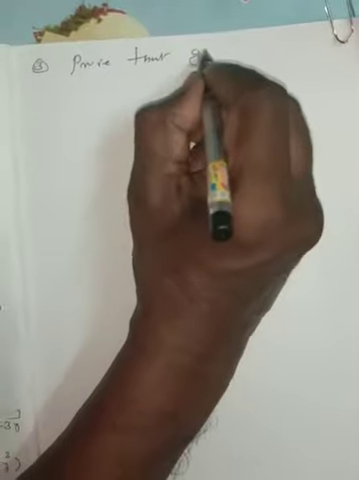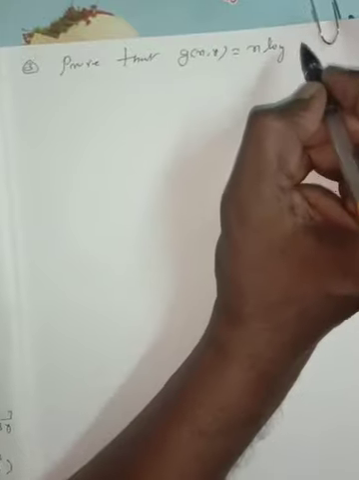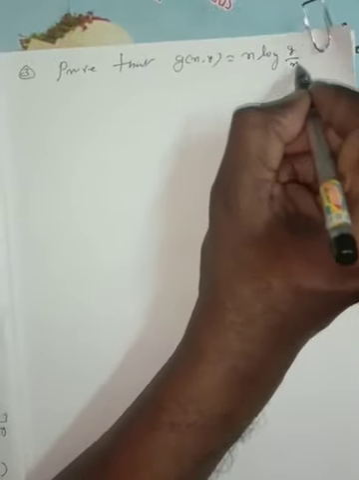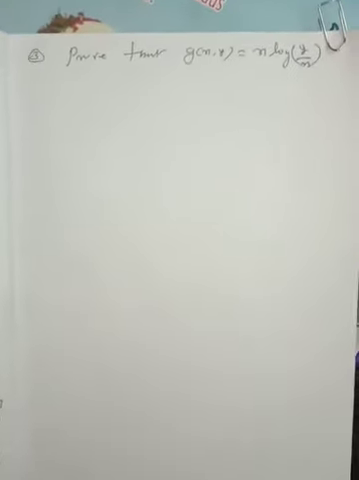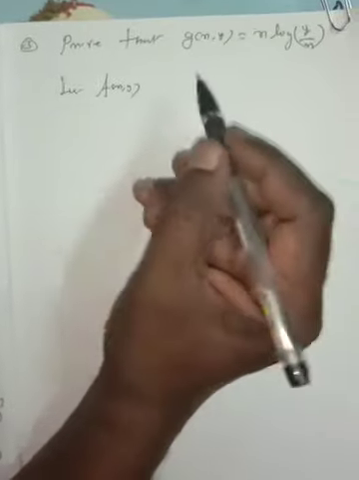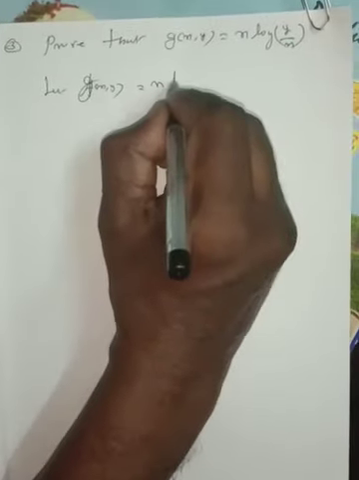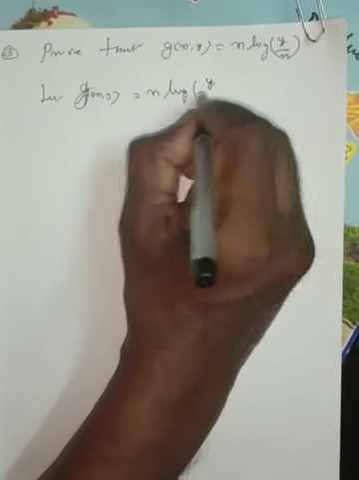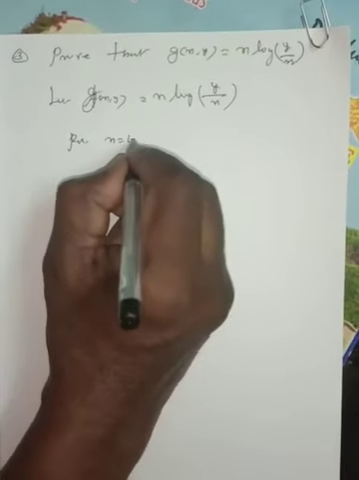Next, g of x comma y is equal to x log y by x. Let g of x comma y be equal to x log y by x. Put x equal to tx, y equal to ty in the above.